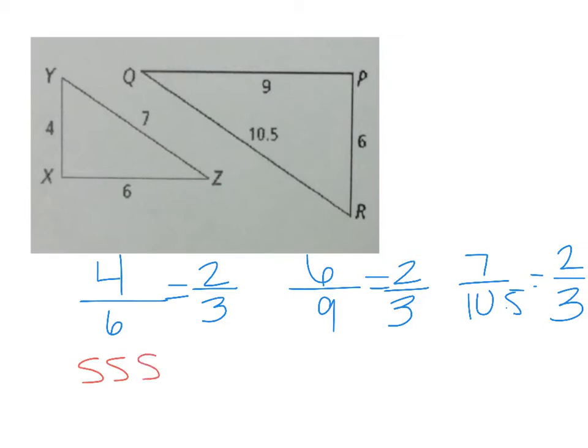And finally, we write our similarity statement. Triangle YXZ is similar to, let's name it in the exact same order, RPQ.